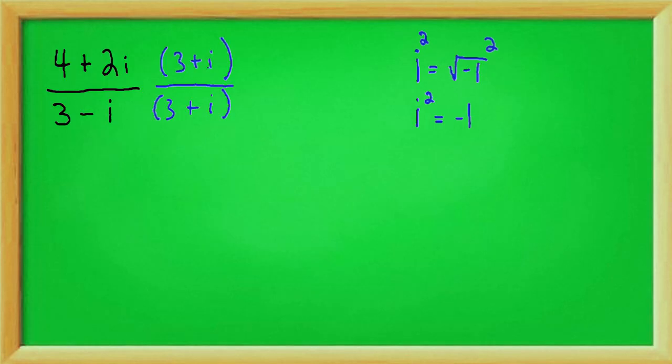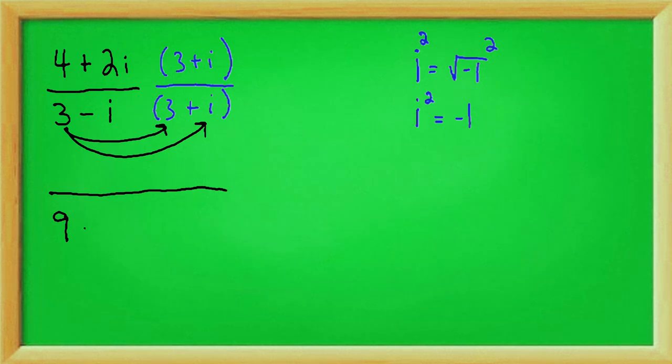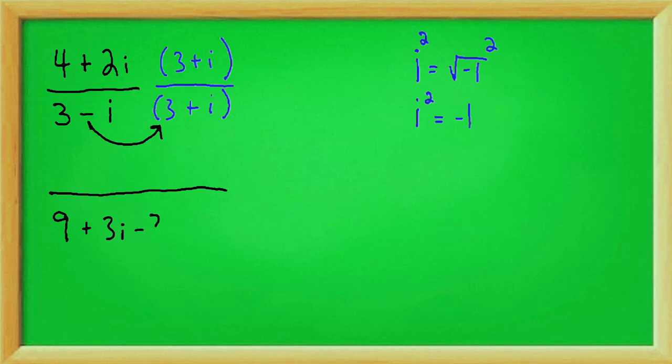And now we have a whole bunch of foiling that we have to do. So I'll start with the denominator. In the denominator, we have 3 times 3, which is equal to 9. We have 3 times positive i, which is equal to positive 3i. And we also have negative i times positive 3, which is equal to negative 3i. And we have negative i times positive i, which is equal to negative i squared.